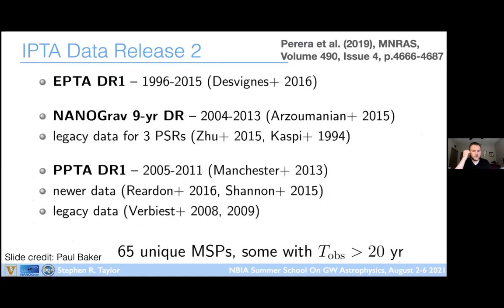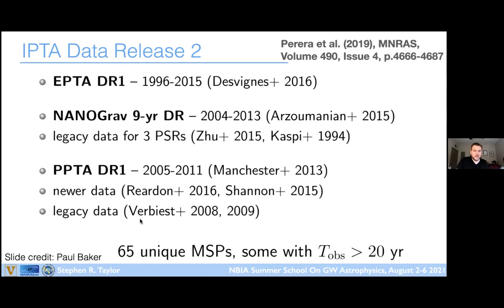Speaking of the IPTA, the most recent data set that's been analyzed is, unfortunately, obsolete by now. It takes a long time to put these data sets together and to harmonize the different data sets from the different pulsar timing arrays. So in the IPTA data release 2, which came out a few years ago, we have EPTA data, which stretches from 1996 to 2015. We have the NANOGrav 9-year data set. So remember, we're now working with 12.5 and 15-year data sets. We've got the NANOGrav 9-year data set here, which stretches from 2004 to 2013. And then the Parkes Pulsar Timing Array data release 1, which goes from 2005 to 2011.